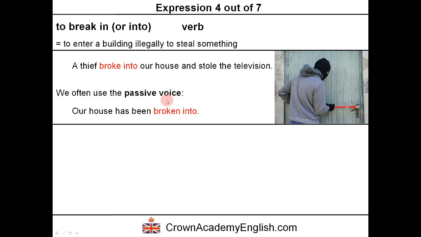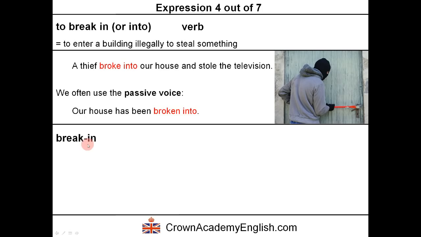So this is the passive voice, present perfect tense. This is how you would, if you call the police in the middle of the night, report the crime. Our house has been broken into.